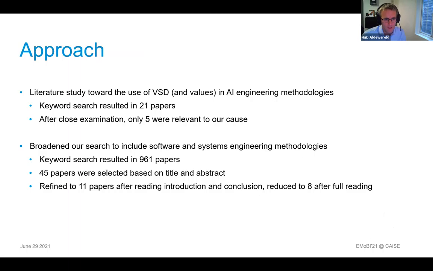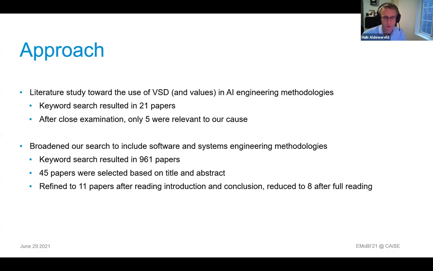In order to find out how much of value-sensitive design and values in general have been integrated into AI engineering methodologies, we did a literature study. We did a keyword search on value-sensitive design, AI, and methodologies, which resulted in only 21 papers. Again, there are plenty of papers about AI and ethics, but all of these are about the conceptual connection between ethics and AI. And there are many of those.